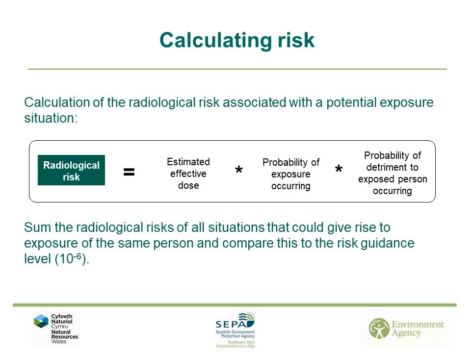The assessed radiological risk associated with a potential exposure situation corresponds to the mathematical product of the estimated effective dose that could be received, the estimated probability that this dose will be received, and the estimated probability that detriment would occur to the person exposed. For comparison with the risk guidance level, assessed risks must be summed over all situations that could give rise to radiation exposures of the same person. The GRR includes guidance on our expectations for the risk assessments that operators should carry out to demonstrate compliance with requirement R10.